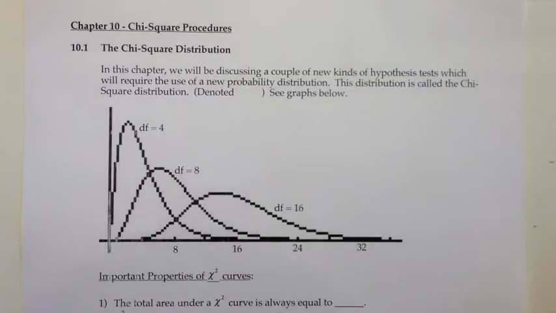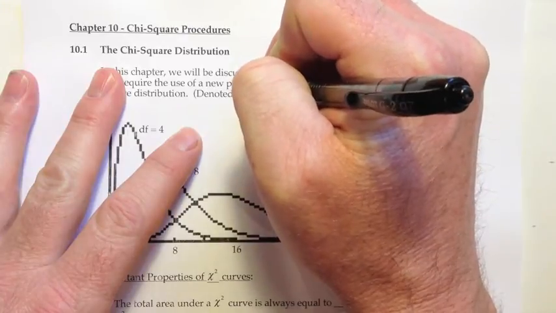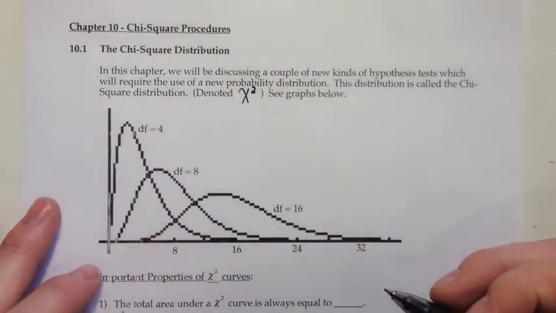Section 10.1, the chi-square distribution. In this chapter we'll be discussing a couple of new kinds of hypothesis tests which will require the use of a new probability distribution, and the distribution is called the chi-square distribution, and it's denoted chi, the Greek letter, with a square, and then some graphs are shown below.